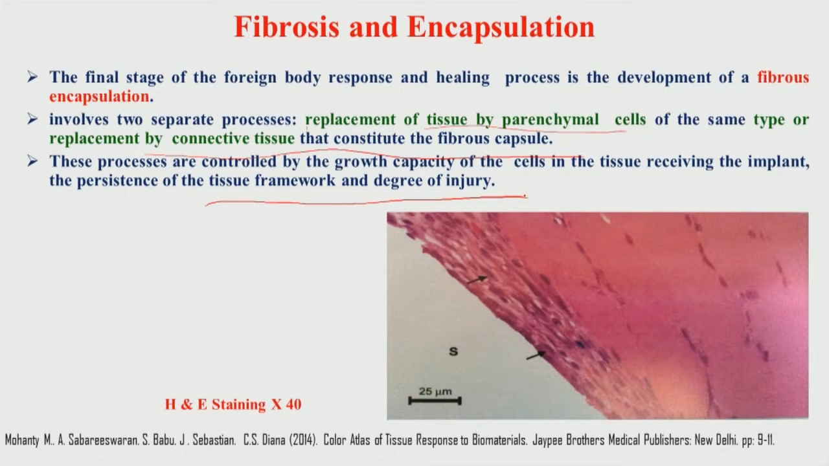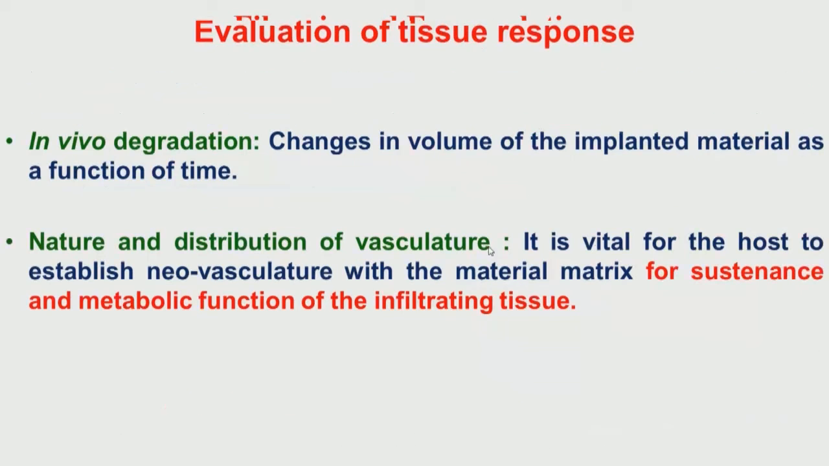Now, other things you can see here, this is a histology slide, and this part of the slide is essentially a hematoxylin and eosin stained region, where you can see a lot of cellular activity at the interface of the biomaterials and the tissue. Now, there are two ways you can evaluate the tissue response. One is the in vivo degradation, that can be quantified using changes in volume of the implanted material as a function of time.